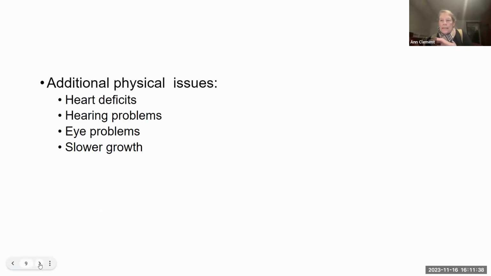Okay. Additional issues that they often have: they are often born with congenital heart defects, which means they have to have multiple surgeries, which complicates their development. Many have hearing problems, so they have to have hearing aids. Many have eye problems, so they have glasses, and they have a much slower growth rate. They tend to be short and kind of pudgy. Okay.